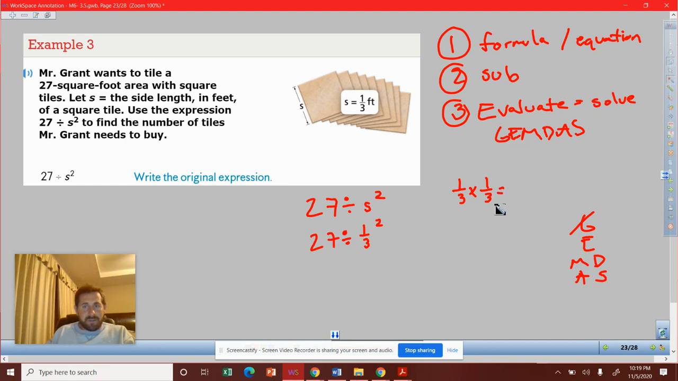So let's figure out what that equals so I know what to plug in. 1/3 times 1/3. You multiply through the top of the fraction bar. 1 times 1 is 1. Then you multiply through the bottom of the fraction bar. 3 times 3 is 9. So this new problem becomes 27 divided by 1/9. So we've taken care of our exponent.